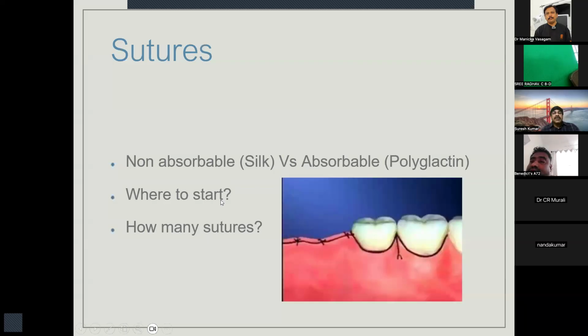So one common doubt is where to start the suture and how many sutures. The general dictum is to start the suture from the anterior most point of the wound. If I have made an envelope incision like this, I will suture this starting point first, then immediately distal to the second molar, then I will go behind. And regarding how many sutures, there is no fixed rule that there should be 2 sutures, 3, or 4. It is actually determined by the length of the distal incision.